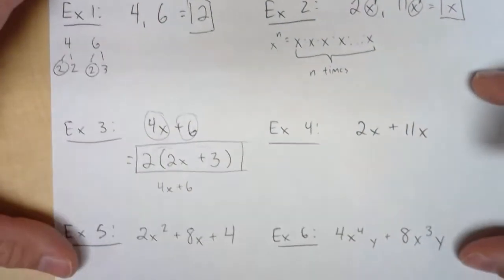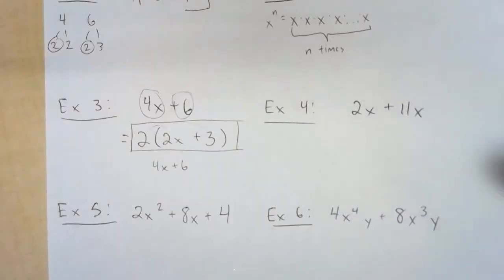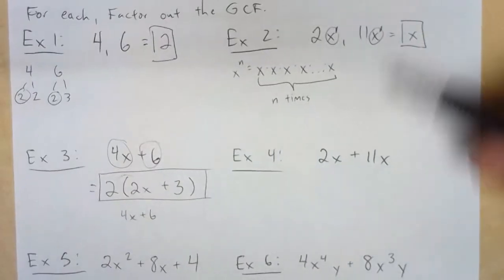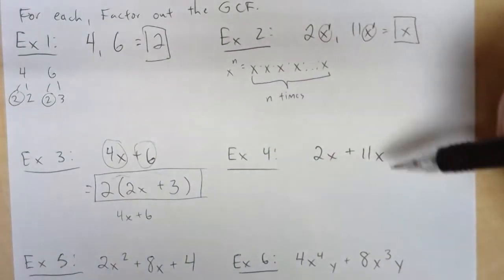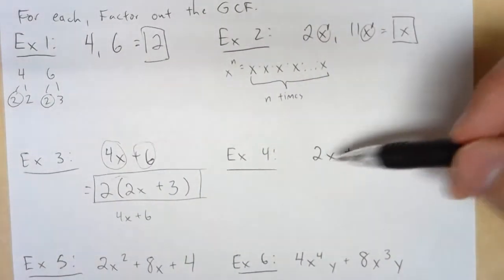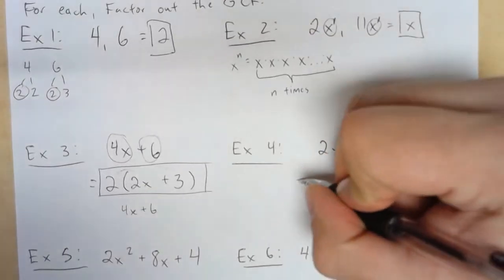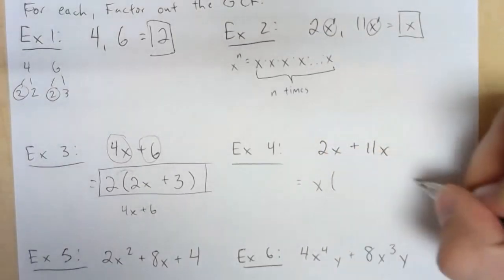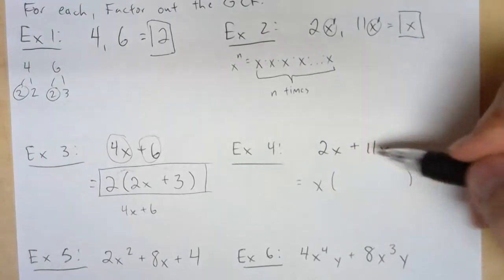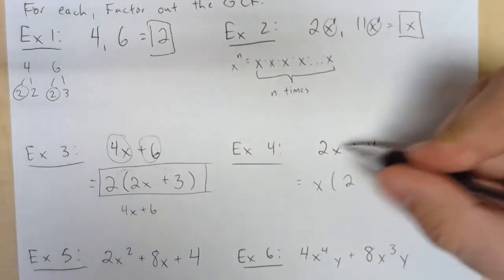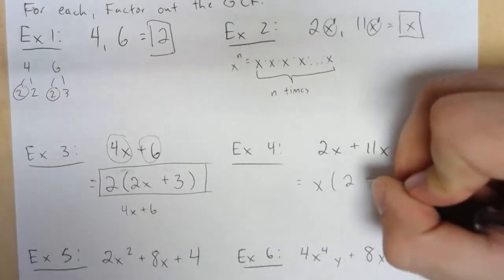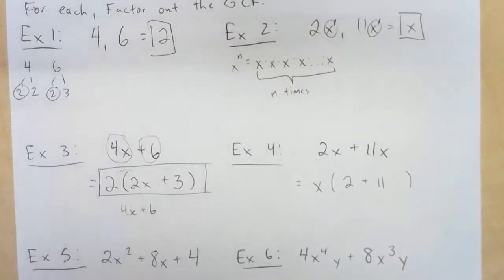Okay, let's look at example 4. Example 4 is very similar. We might notice a similarity between example 2 and example 4, and example 1 and example 3. So we know from example 2 that we have no numbers in common, but we do have x's in common. So we're going to write down our GCF x. We're going to make some parentheses, spacing out for 2 terms because we have 2 terms here. 2x divided by x is 2, and 2x divided by 11x is just 11. Oh, I ran into a little problem.